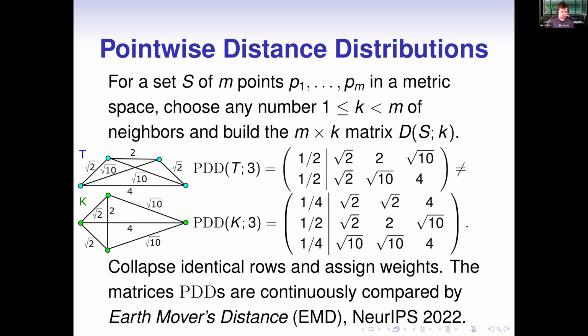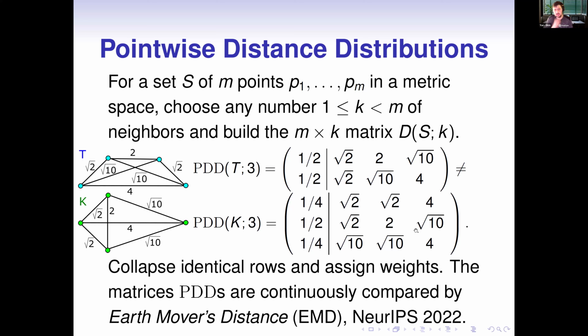Again, we have a graph or a point cloud. It can be defined for both. Then we simply build a matrix: we fix a point, and then we compute its distances to all the other points. And by doing so, I think we sort the points in every row, but we include all the points. And then we get this matrix.